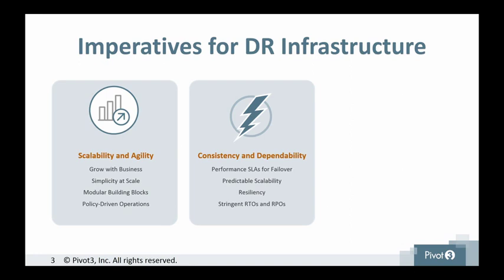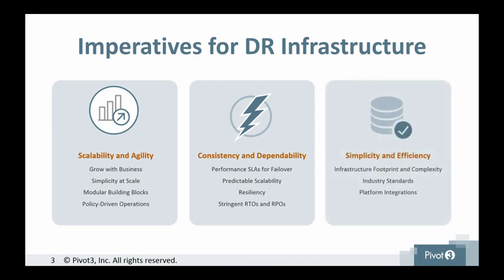I think Zerto is one of the best solutions on the market to deliver you leading edge RPOs and RTOs to meet your enterprise needs. And then lastly, simplicity and efficiency. This is a DR infrastructure. It's not going to be used most of the time. So cost and complexity is extremely important. To minimize cost and complexity is a key factor. So how do you minimize the infrastructure footprint is a key consideration here. Using industry standard hardware, whether it's for compute or for storage, can definitely help lower your cost. And then platform integrations with the hypervisor, with the software used for DR as well as applications is a key factor here to simplify how you execute your DR scenarios, right?